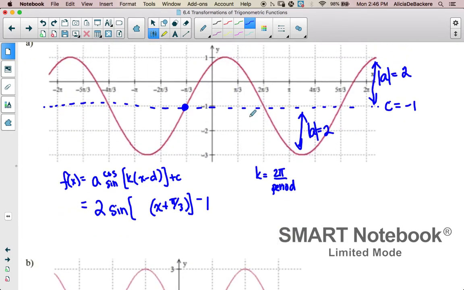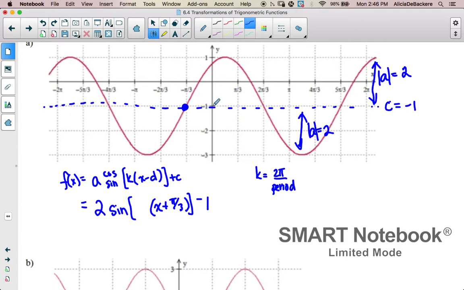So what is the period? I started at -pi by 3. Notice that there's a couple of different ways you can do this. I'm going to just use counting squares to figure out the period. I started at -pi by 3, and I go over 1 square. 1 square is worth a pi by 3.